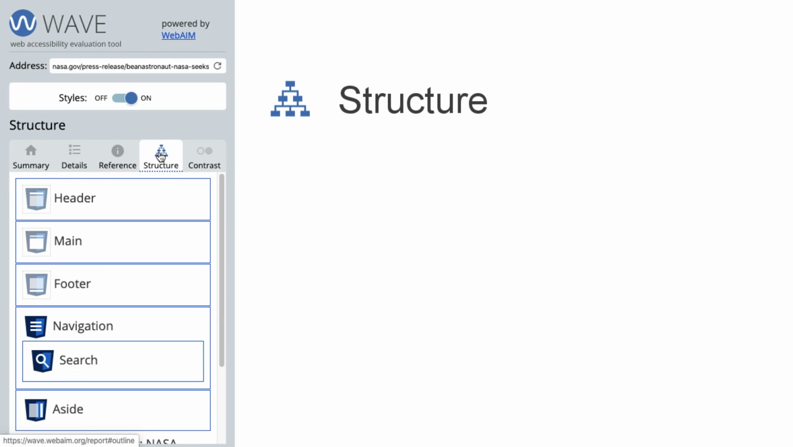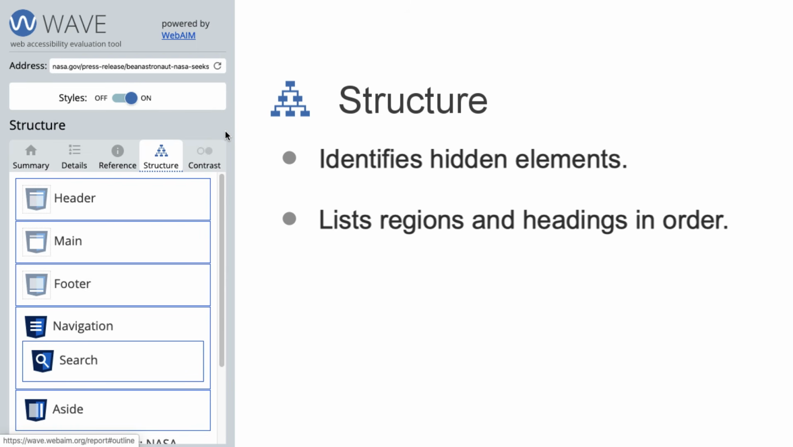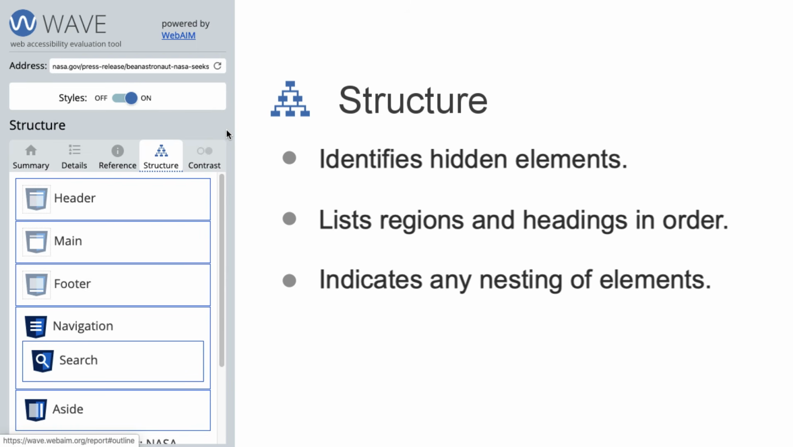The next panel is Structure. This panel shows page regions that have been identified with HTML or ARIA, like Header for information repeated at the start of each page, Main for the main page content, and Footer at the end of the page. It also shows the heading structure for the page. Wave identifies any page elements that are hidden, lists the regions and headings in order, and indicates any nesting of page elements. Unfortunately, this page has issues in all 3 of these areas.